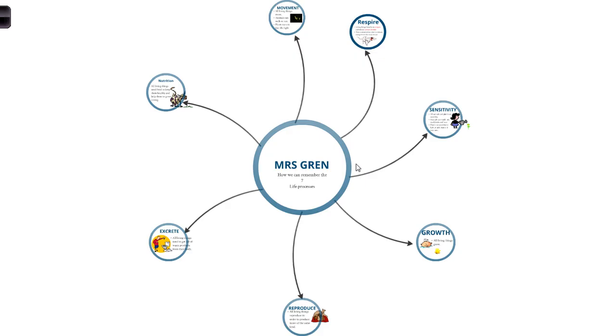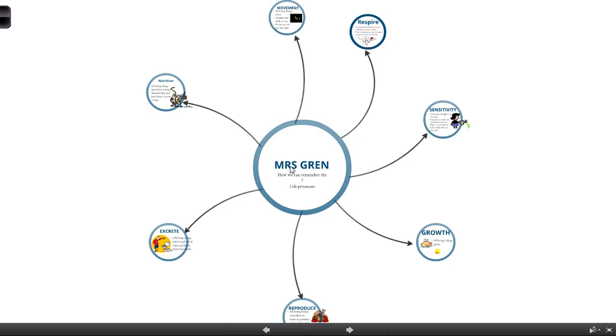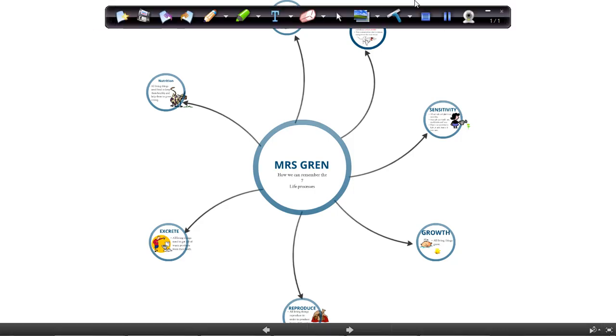It's not that difficult. Movement, respiration, sensitivity, growth, reproduction, excretion, and nutrition. And the R's, the respiration and the reproduction, I'm not too fussed which way around you put them. It's not really important. But this will help you remember what the 7 life processes are. Okay, let's get on to the next one.